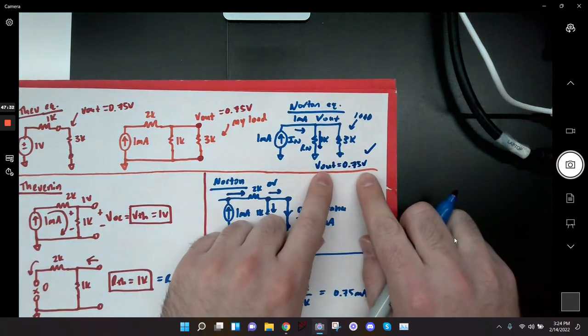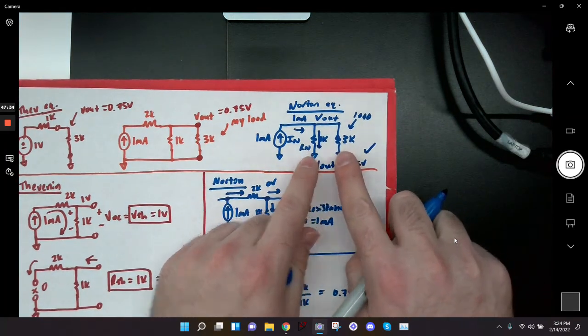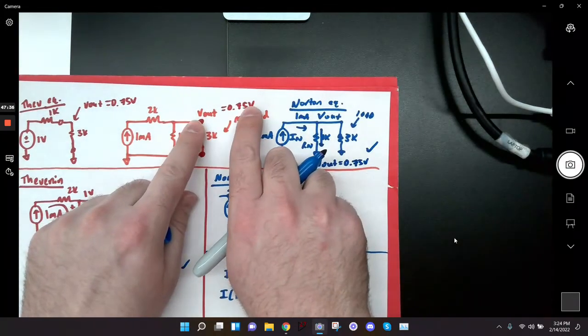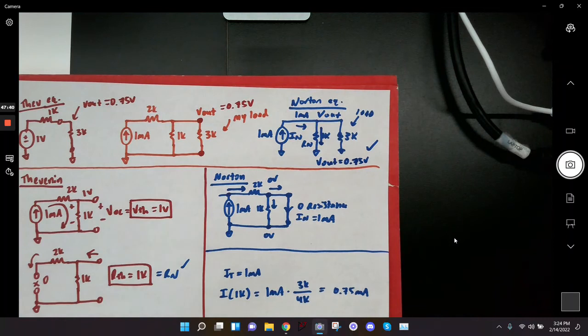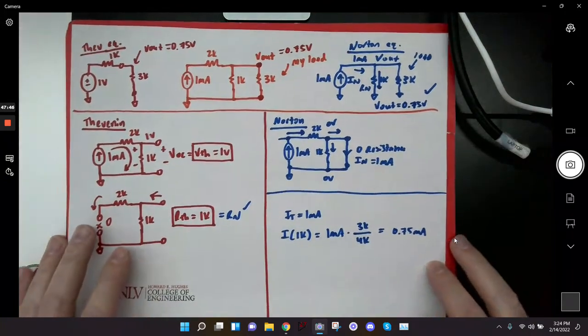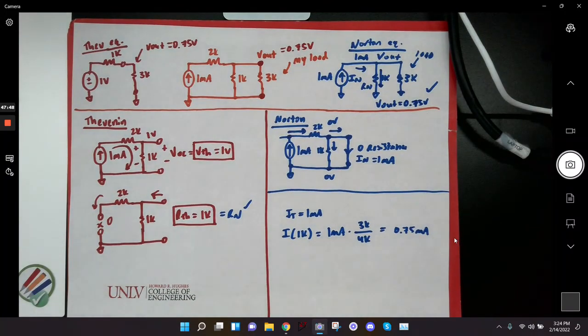So I just confirmed that the output of my Norton equivalent is equal to the output of my original circuit, is equal to the output of my Thevenin equivalent. Questions? Anything at all that's confusing you? We could even just talk about it. We have like 5 minutes, and I want to use the 5 minutes. We can even just talk about whatever is bothering you.